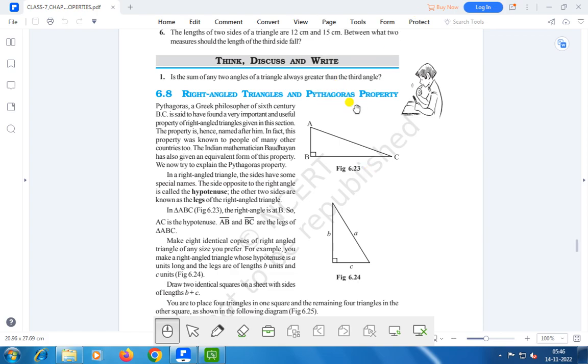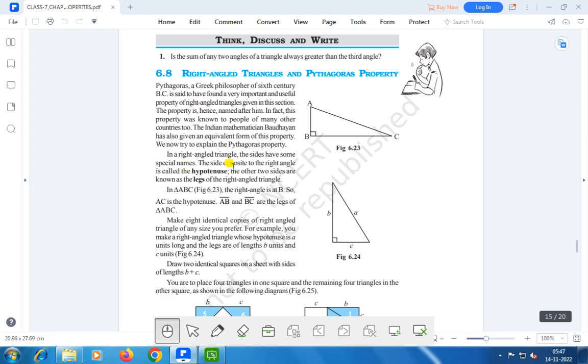Today we shall discuss right angle triangles and Pythagoras property. Pythagoras, a Greek philosopher of 6th century BC, is said to have found a very important and useful property of right angle triangles given in this section. The property is here named after him. In fact, this property was known to people of many other countries too. The Indian mathematician Bodhayan has also given an equivalent form of this property. We now try to explain the Pythagoras property.